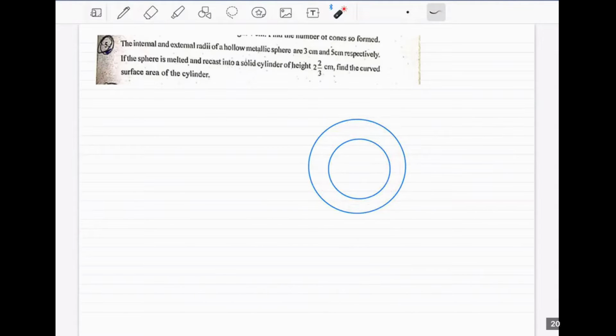And what the question is saying is internal and external radius. So internal radius is from here to here. External radius is from here to here. The internal and external radius are 3 centimeter and 5 centimeter respectively. Let's draw it with another color. So this is 5 centimeter. The smaller one is 3 centimeter. Where is the metal? You need to understand that also. The metal part is here. The remaining part is hollow, right? The white part is hollow.